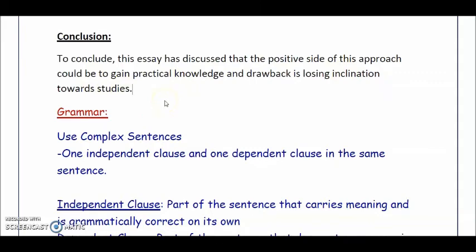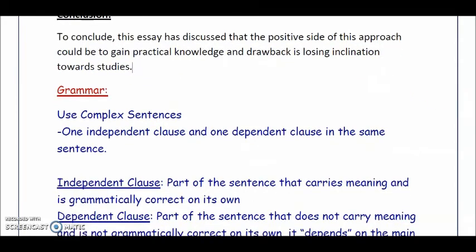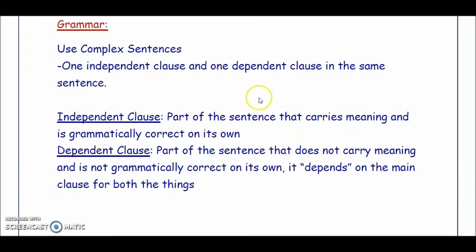As we discussed earlier, we will also be looking at grammar. So grammar has two parts if you read the band descriptors: grammatical range and accuracy. So today we will be focusing on grammatical range. So in order to have a good range, we should use complex sentences. Now, what is a complex sentence? A complex sentence has one independent clause and one dependent clause in the same sentence. They could be connected by a conjunction or they could not be connected by a conjunction, but we should have one independent clause and one dependent clause in the same sentence.